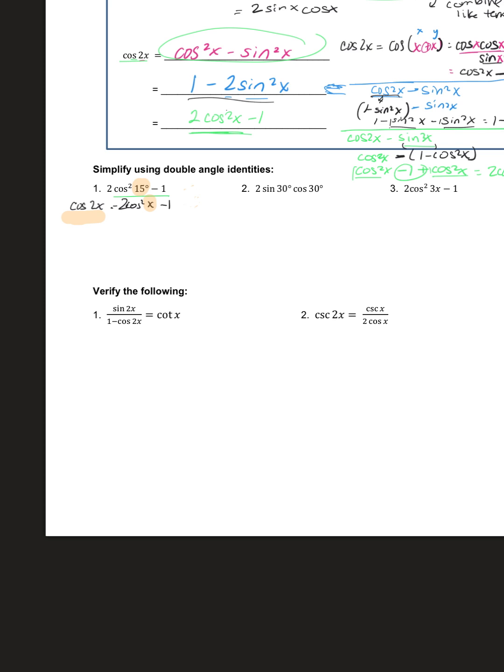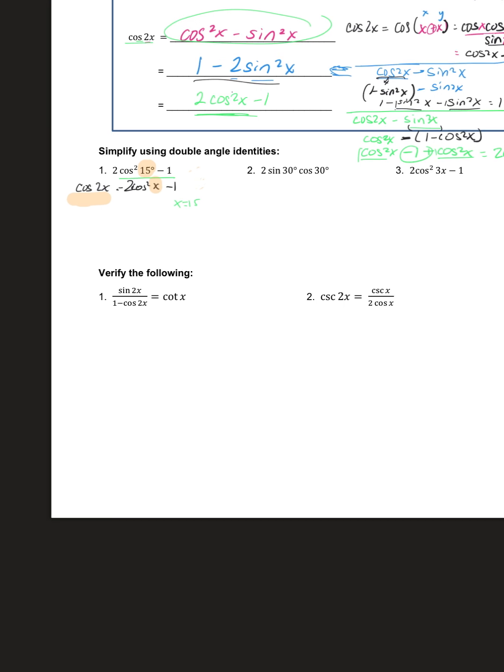I don't care about the other part anymore because I want to get rid of what I can. I want to use the double angle identity to simplify. Okay, so that's what I'm trying to do, simplify. So now I know that x is 15. So over here, I can say cosine of 2 times 15. Well, 2 times 15 is 30, and the cosine of 30 is the square root of 3 over 2.